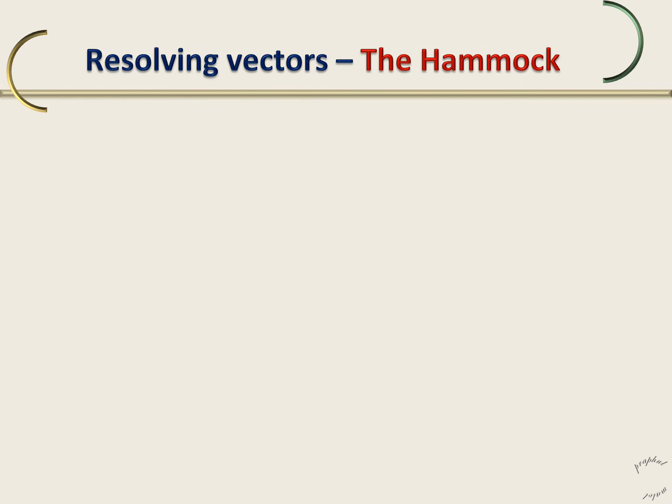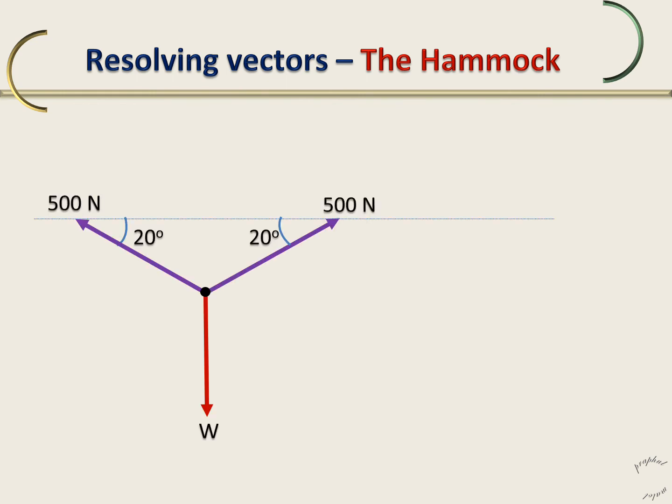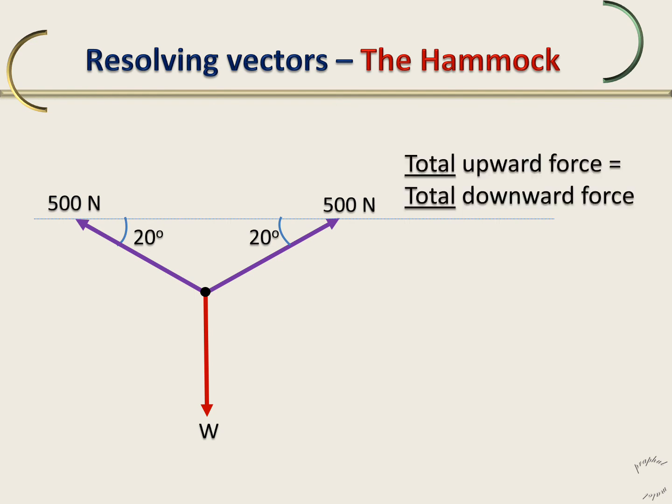Let's draw the free body force diagram for the person. I'm going to draw all the forces acting on the person. That's the weight and the two tensions, 500 each, at an angle of 20 degrees to the horizontal. So all the forces are marked there. The idea I'm going to use now is the total upward force should be equal to the total downward force since the body is in equilibrium. The person is not moving. So the upward force should be balanced by the downward force.